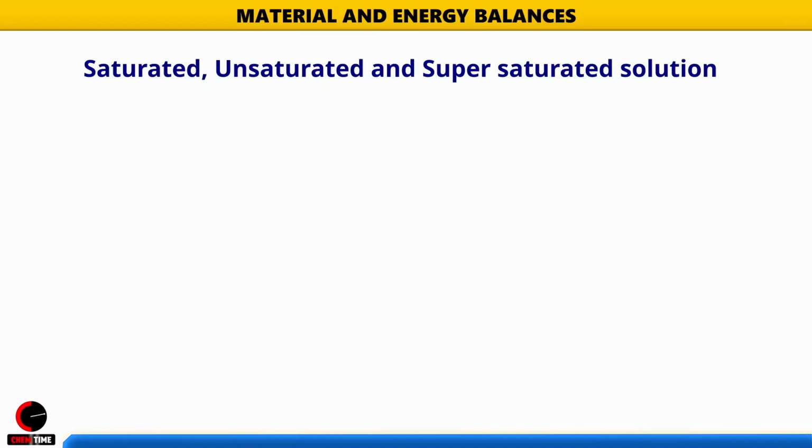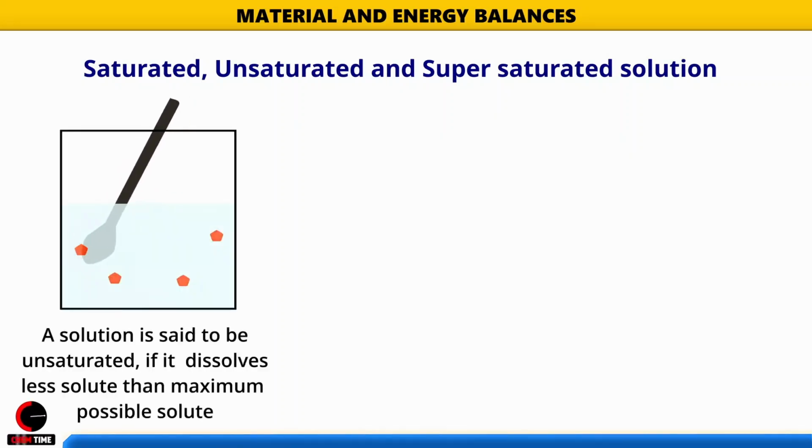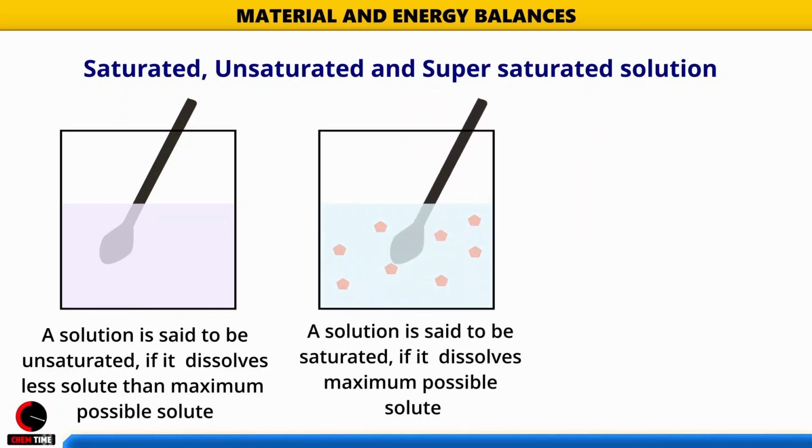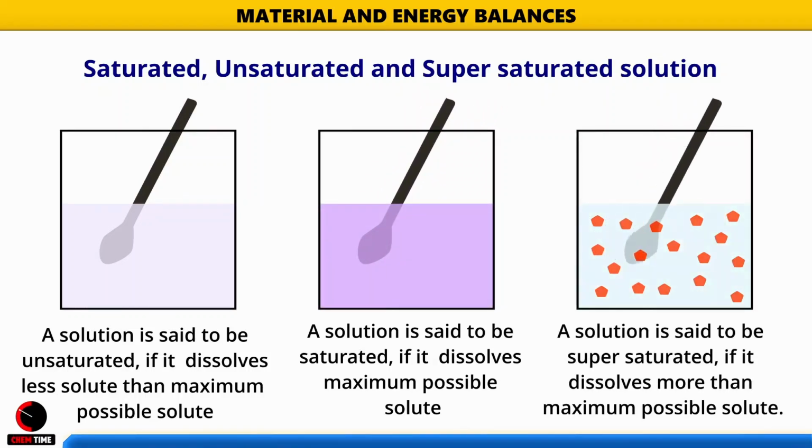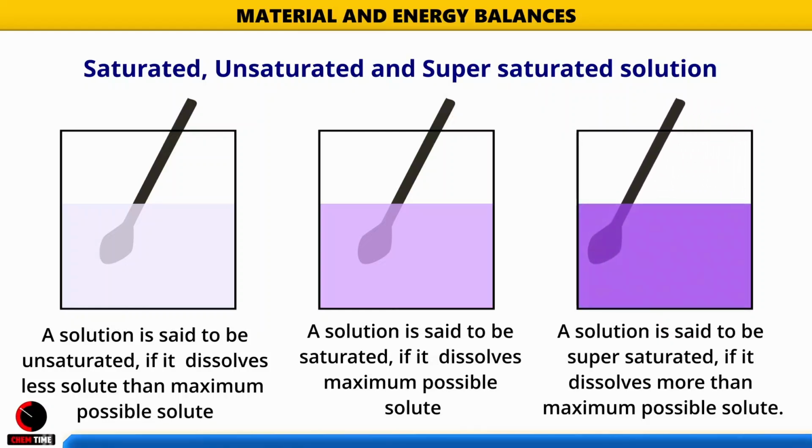Difference between saturated, unsaturated, and supersaturated solution. A solution is said to be unsaturated if it dissolves less solute than maximum possible solute, and the solubility depends on temperature. A solution is said to be saturated if it dissolves maximum possible solute. A solution is said to be supersaturated if it dissolves more than maximum possible solute.